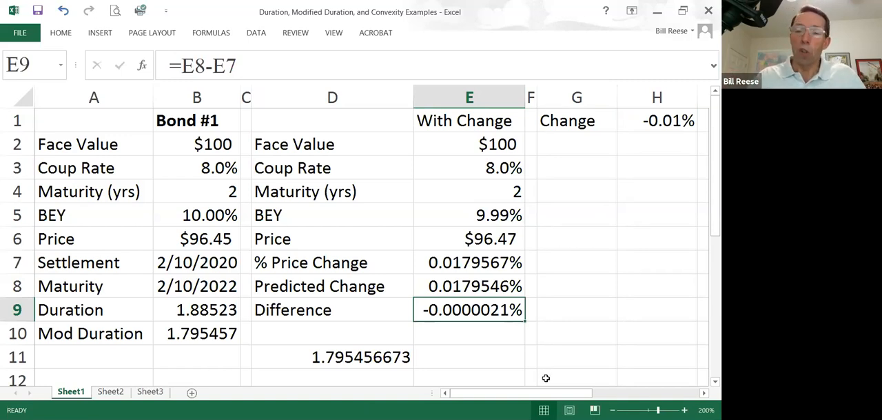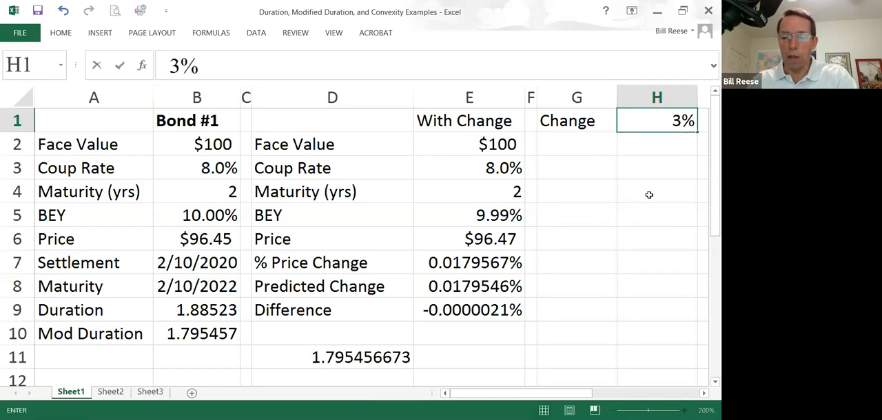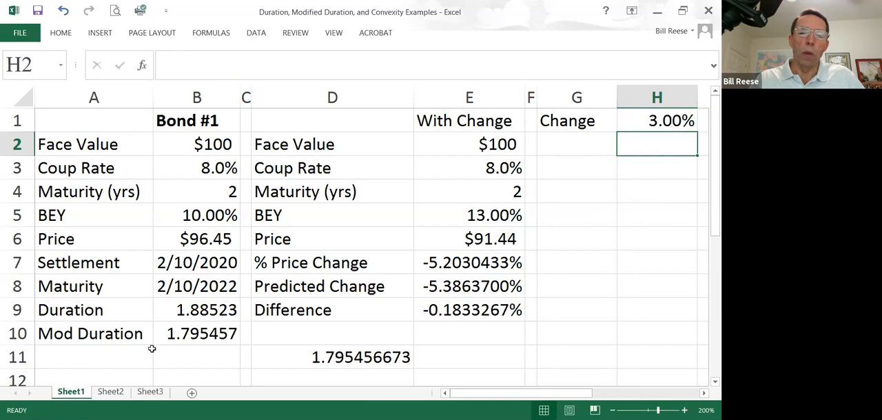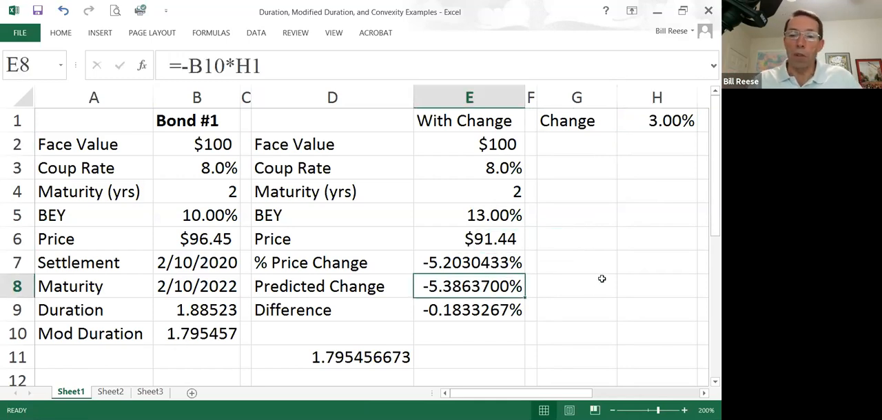Now, if there is a bigger change in interest rates, let's say a really big change, like 3% here, put a 3% there. Modified duration is predicting the price will go down by 5.38%. And in fact, it only went down by 5.20%. This is maybe not as good of an approximation as we would like it to be. So modified duration is not going to be as accurate as we would like for really big changes in the interest rates.